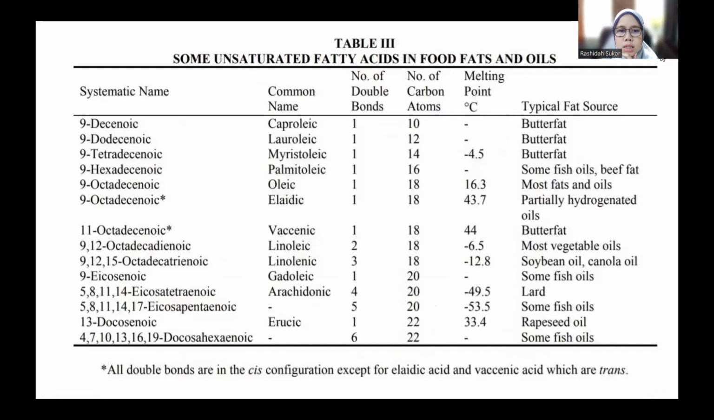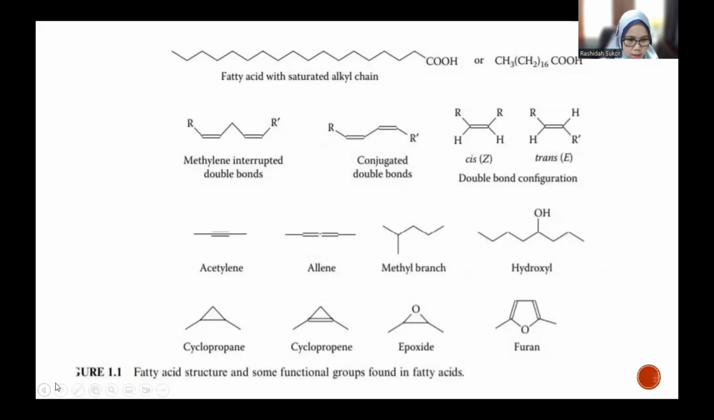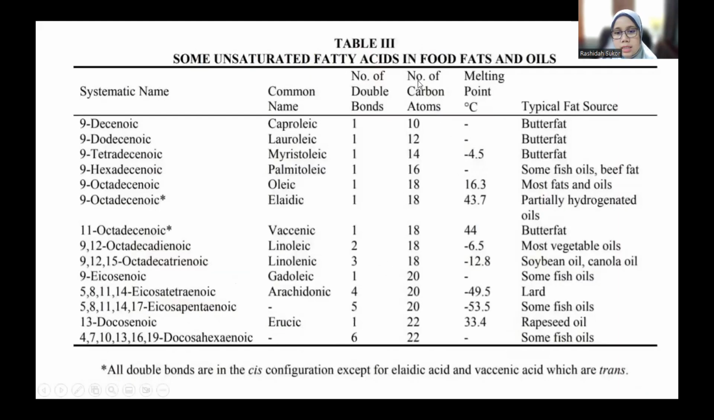And then this one is unsaturated fatty acid in fats and oil. This is the systematic name. This one is the location of the double bond: 9-decanoic acid, 2-decanoic acid, and the writing 16:0, 16 is not written here. This is the number of carbon: 10, 12, 14. This is the common name.